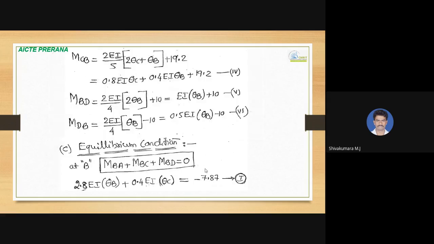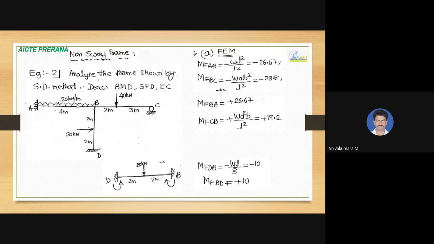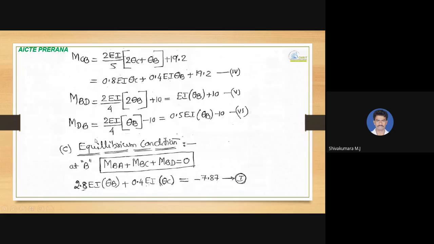MCB, MBD and MDB. So up to 6 equations we got. Now you apply the compatibility or equilibrium condition at joint B: MBA plus MBC plus MBD equal to 0. So if we apply this, we have the MBA equation, the MBC equation, and the MBD equation. So we'll get 2.8 EI theta B plus 0.4 EI theta C equal to minus 7.87 as equation 1.